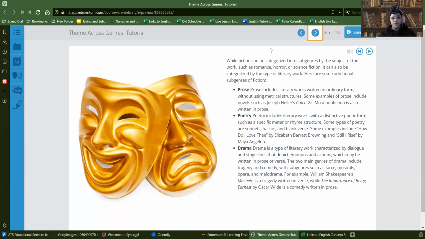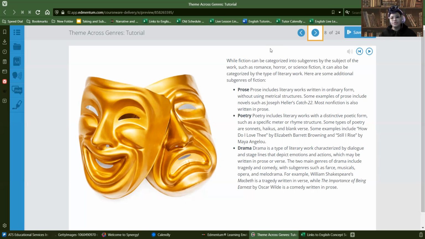And then the last is drama. This is a thing that we normally forget about. Drama is when you write a work that's meant to be on stage, performed on stage. It has stage lines, dialogue, and you're usually acting out different scenes and sections.